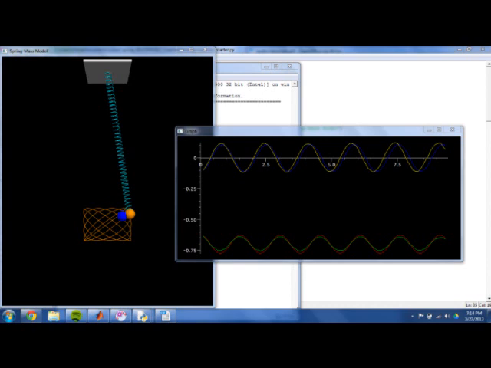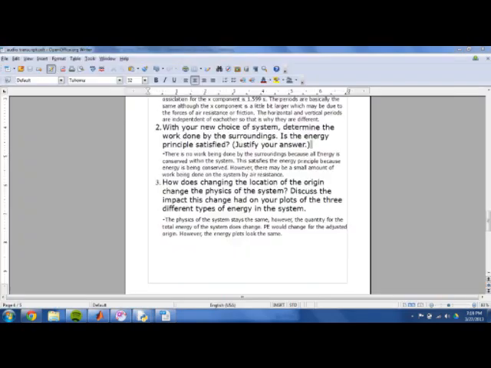The second question asks, with your new choice of system, determine the work done by the surroundings. Is the energy principle satisfied? With the new choice of system, including the mass of the ball, the earth, and the spring, there is no work being done by the surroundings because all energy is conserved within the system. This satisfies the energy principle because energy is being conserved. However, there is a possibility that there is a small amount of work being done in the system by air resistance, but we won't pay that much attention right now.